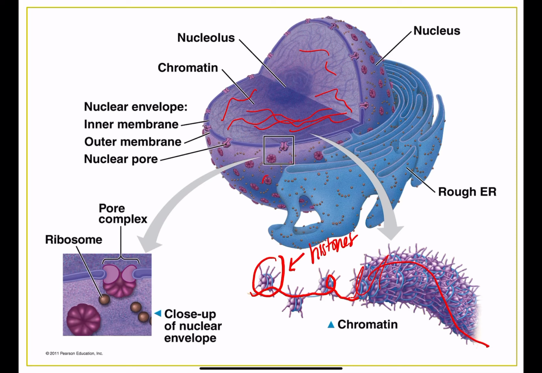There's your nucleus with your nuclear pores, your ribosomes studded on the surface of the nucleus because that's where they're made. And then continuous with the nucleus, we have what's called the rough ER. We'll talk about that more in just a second.